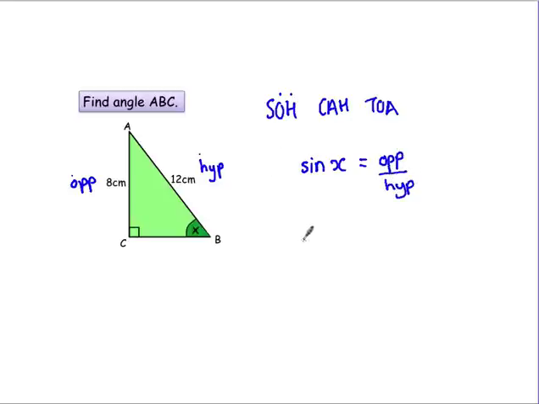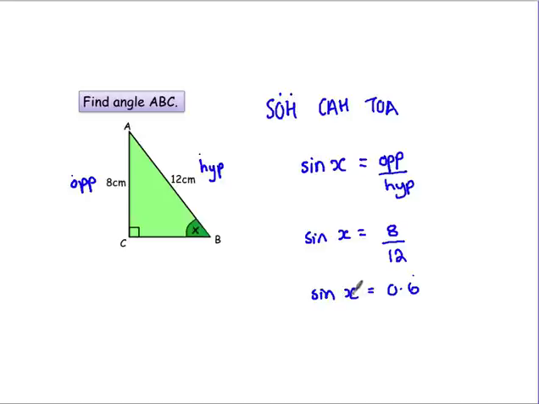So I'm going to put the numbers in there. So I've got sine of x equals the opposite, which was 8, over the hypotenuse, which was 12. Now, you could put that into your calculator if you wanted to, so work out 8 divided by 12, but it's the same as 2/3, 8 over 12, so I can just about do that one in my head. So sine of x is going to equal 0.6 reoccurring.